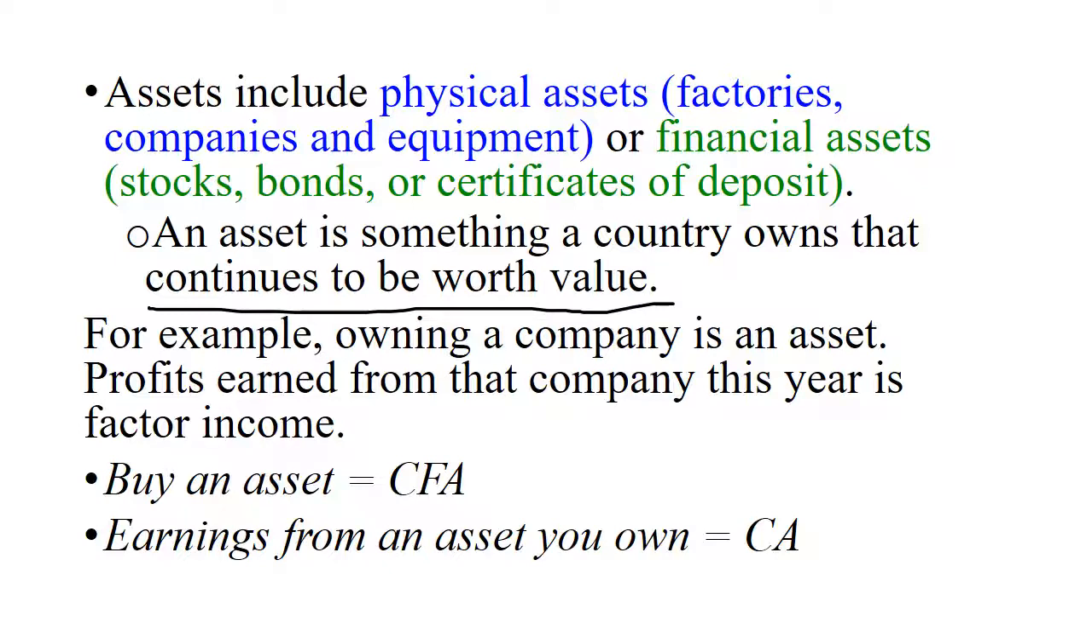So this is what's confusing, that there's an overlap between buying an asset versus earning money this year off of that asset. So owning a company is an asset that would be part of capital and financial accounts. But profits earned is factor income, and factor income is a part of the current account.